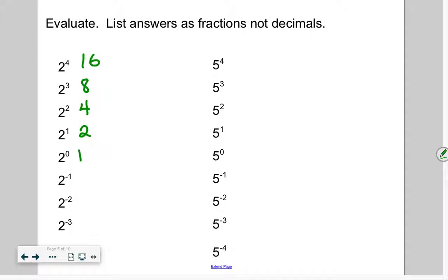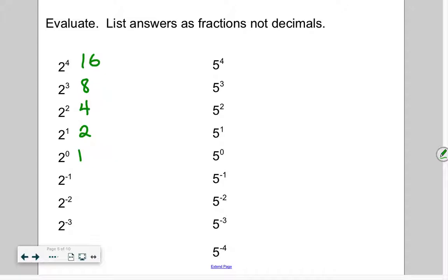Divide by 2. 16 divided by 2 is 8. 8 divided by 2 is 4. 4 divided by 2 is 2. 2 divided by 2 is 1. Right? Or I could multiply by 2 going up. So 1 times 2 is 2, times 2 is 4, times 2 is 8, times 2 is 16. We have to continue that pattern, don't we? Going into our negative exponents.